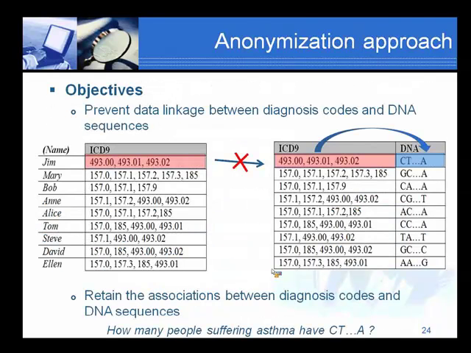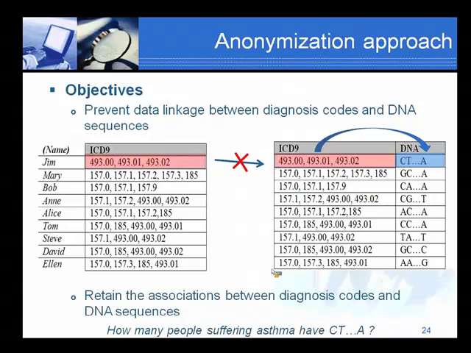So, I would like to state the objective of this study, which was to prevent data linkage based on diagnosis codes to preserve privacy, and also to retain the associations between diagnosis codes and DNA sequences that are needed to perform genome-wide association studies. For example, our method should not allow the data on the left to be combined with the data on the right based on ICD-9 codes, and this would achieve privacy.